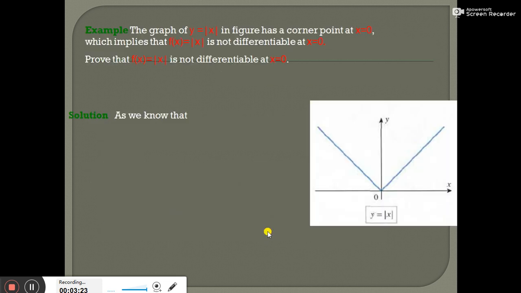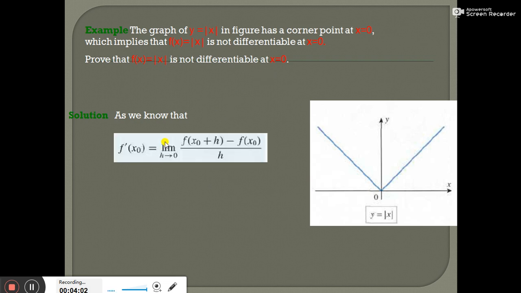And now we have to see the proof for this. The graph of y equal to mod x in this figure has a corner point at x equal to 0. For x greater than 0 the graph of mod of x is like this line, and for x less than 0 the graph of mod of x is on this side. Here 0 is the corner point of this curve, and we have to show that the function mod of x is not differentiable at x equal to 0.